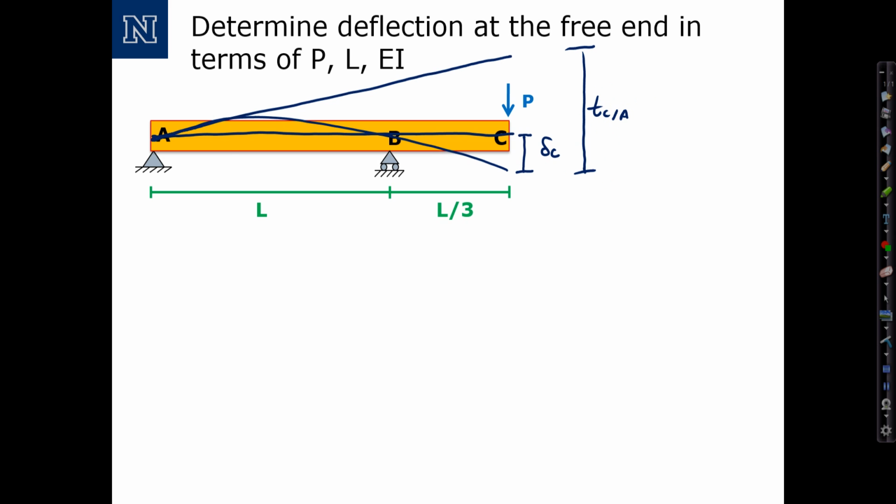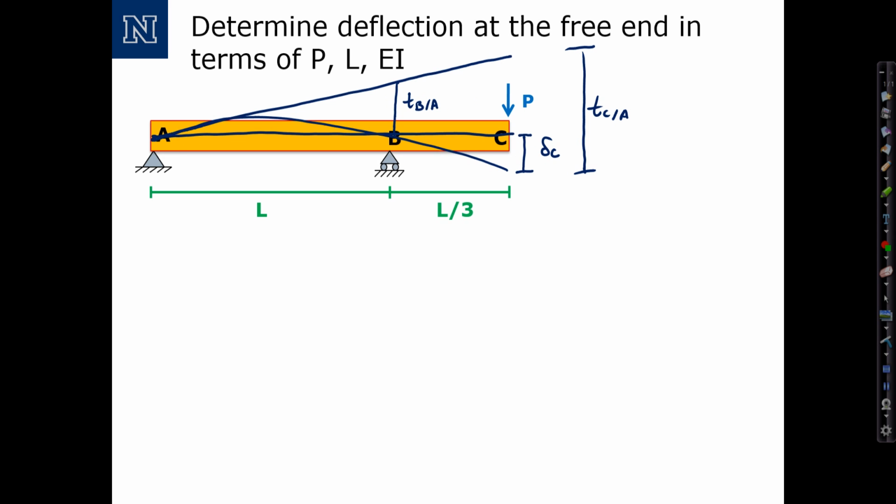We may consider evaluating theta A, but we can't evaluate theta A directly in this example because we cannot say for certain if there's another point on the beam where the rotation is equal to 0. So a better way to find the relationship between T at point C and delta C is to also consider the tangent at point B, or the distance at point B. So I'll label this distance right here as T at B with respect to A.